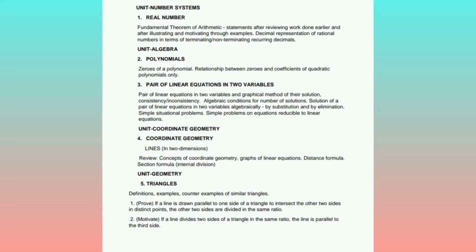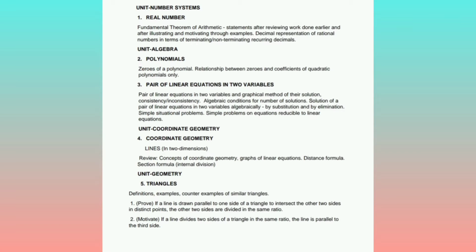And from polynomials, all of you know, zeros of polynomials and the relationship between the zeros and the coefficients of quadratic polynomials only. One quadratic polynomial will be given and you have to find the zeros of the polynomial and the relation between them. If ax square plus bx plus c is the general quadratic polynomial, then what is the relation between the roots and the coefficients? The sum of the roots is minus b by a and the product of the roots is c by a, where a, b, c are the coefficients of the polynomial.